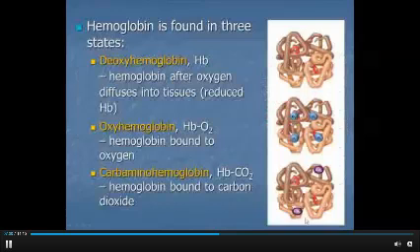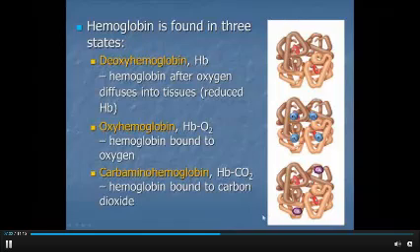It's a genetic disorder. So how is it that hemoglobin carries gases? It can be found in 3 different states in our blood.